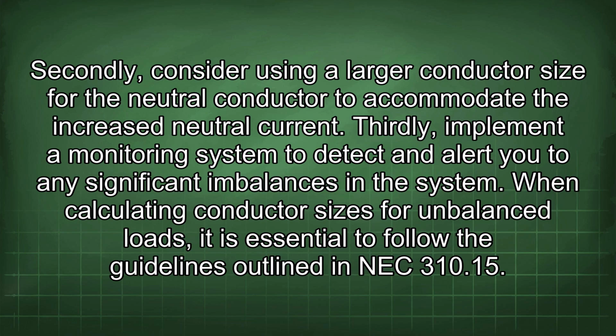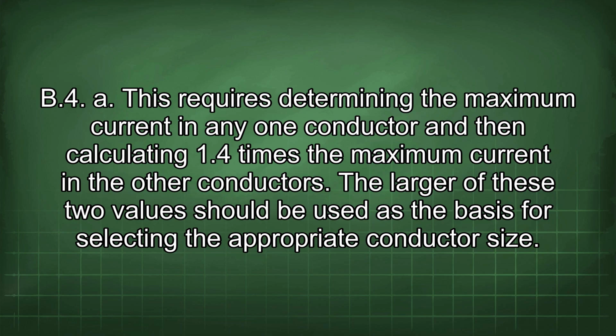When calculating conductor sizes for unbalanced loads, it is essential to follow the guidelines outlined in NEC 310.15 B4. This requires determining the maximum current in any one conductor and then calculating 1.4 times the maximum current in the other conductors. The larger of these two values should be used as the basis for selecting the appropriate conductor size.